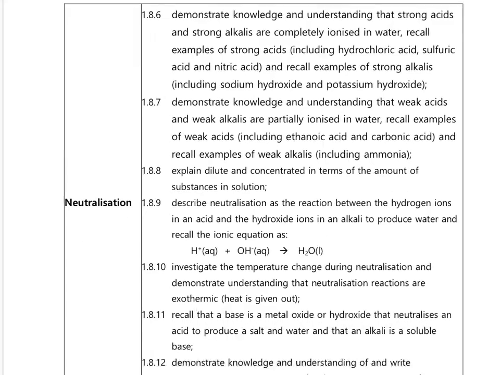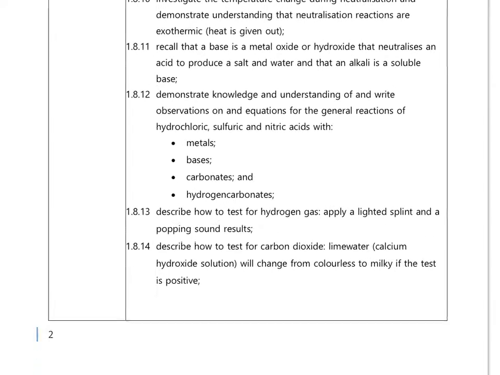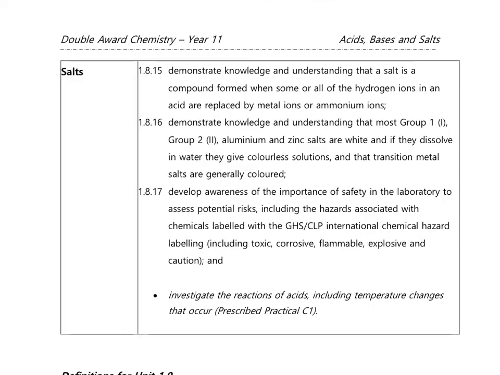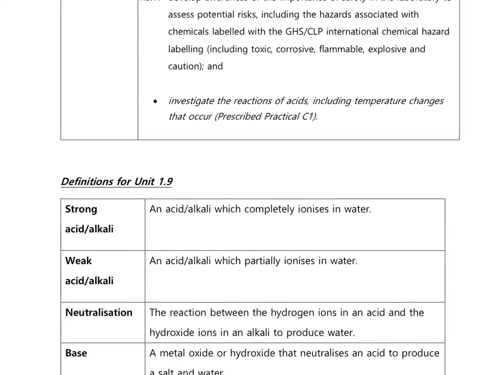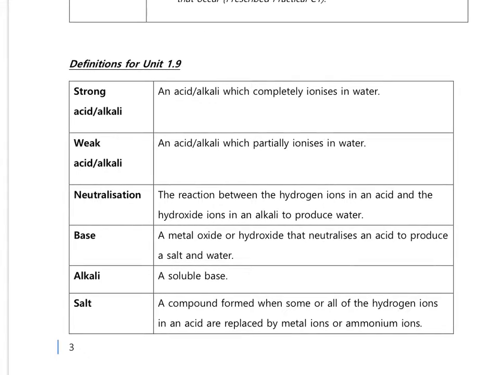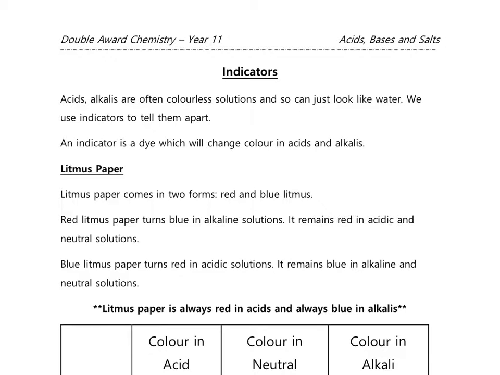On page 1 and 2 you have your specification, the points that you need to cover in this topic. That is continued on page 3, followed by a list of definitions that you need to be familiar with for this topic. So we'll start the topic off by looking at indicators. The reason we need indicators is because acids and alkalis are often colourless solutions, so they can just look like water. Indicators tell acids and alkalis apart. By definition, they're a dye that changes colour in acids and alkalis.